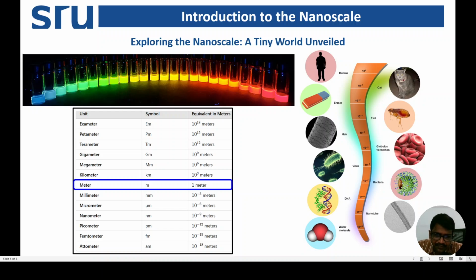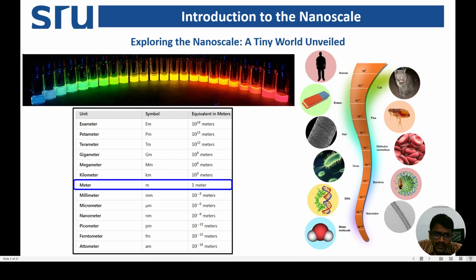If you go up, you can see kilometer, megameter, gigameter, terameter, petameter, hexameter. That means 10 power 3 meters, 10 power 6 meters, 10 power 9 meters, 10 power 12 meters, 10 power 15 meters, 10 power 18 meters. In a similar way, if you go down, you can find millimeter, 10 power minus 3 meters, micrometer, 10 power minus 6 meters, nanometer, 10 to the power minus 9 meters, picometer, femtometer, attometer.